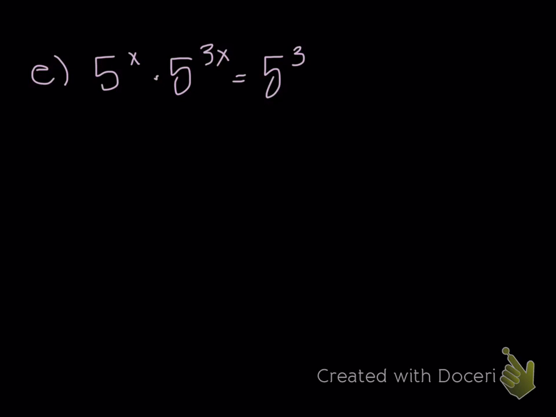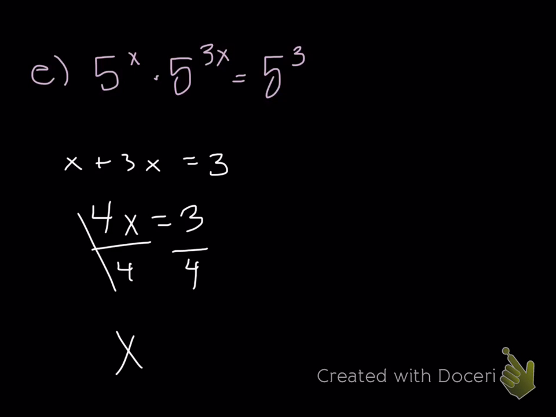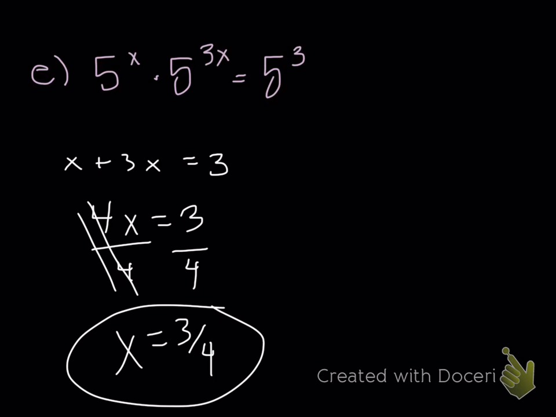So for letter E, notice I have to do a little bit of work here. I have 2 bases that are being multiplied together. So when I have that, I add my exponents. So I'm going to say x plus 3x has to be equal to 3. And this is going back to our rules of exponents. When I have the same base, I add my exponents. So I get 4x equals 3. Divide both sides by 4. So x equals 3/4.